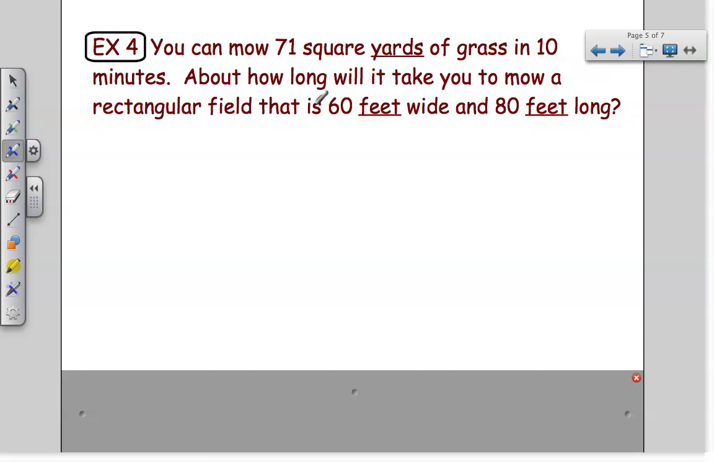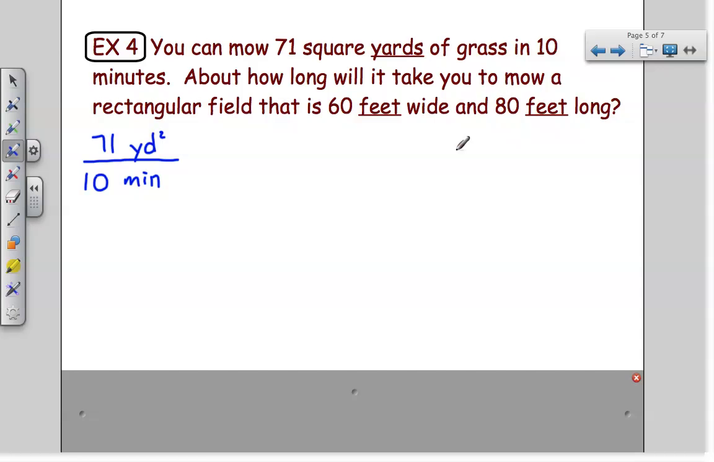Let's write down some important info here. We can mow 71 square yards of grass in 10 minutes. So I'm going to jot that down. 71 square yards, so I could write 71 yards squared in 10 minutes. I'm going to kind of write it as a fraction. I know that these are the same, right? 71 square yards is the same as 10 minutes because that's how much you can mow in those 10 minutes.